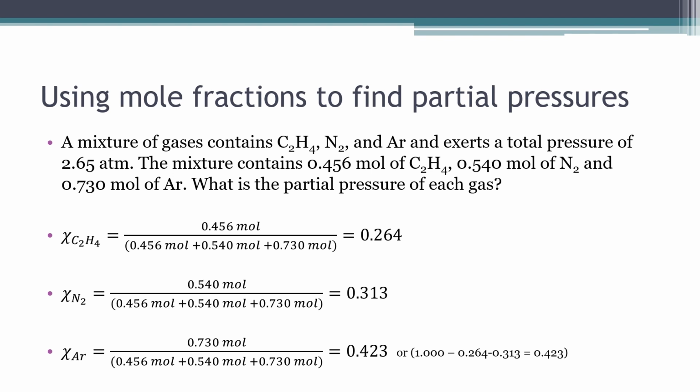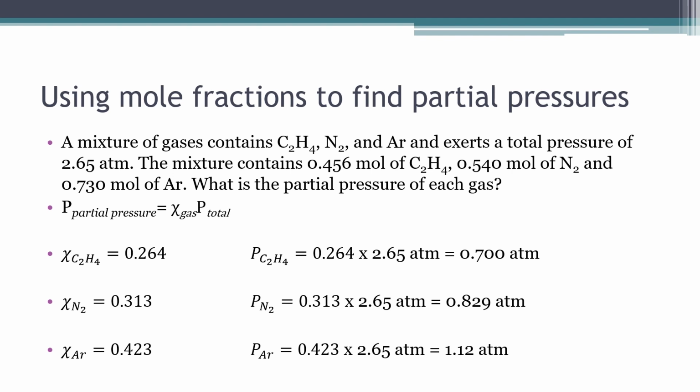First, I find the mole fractions of each gas. I can do this by taking the moles of each gas and dividing by the total moles in the mixture. All the mole fractions should add up to equal 1. Then simply multiply the total pressure and each mole fraction to get the partial pressures of each gas.